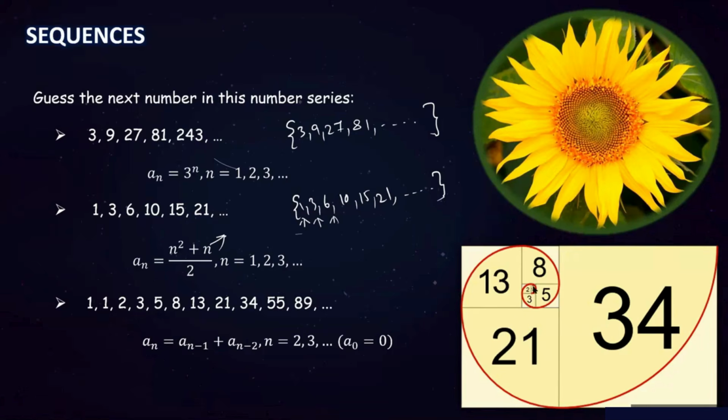See here, we have 1, 1. Then 1 plus 1 is 2. Then 1 plus 2, it is 3. Then 2 plus 3, it is 5. Then 3 plus 5, it is 8. Then 5 plus 8, it is 13.